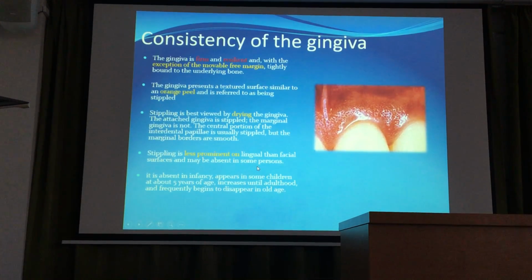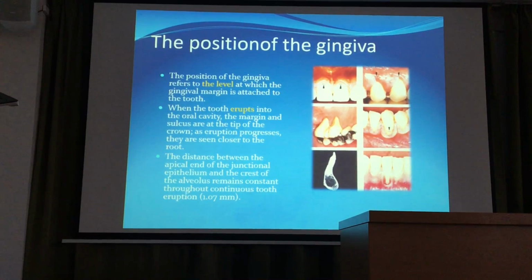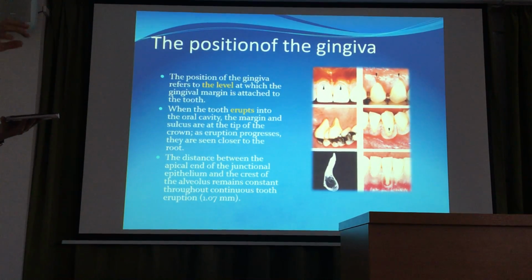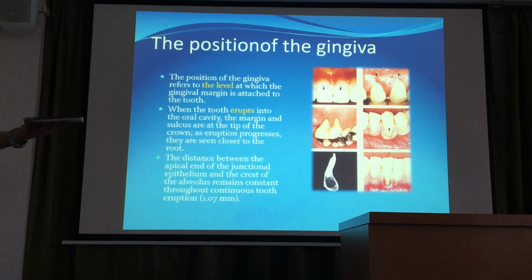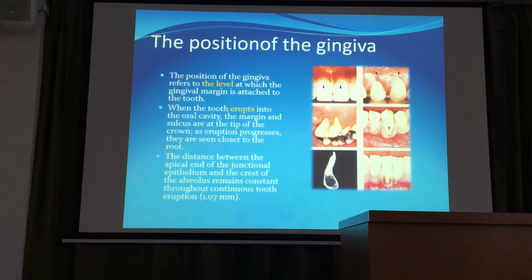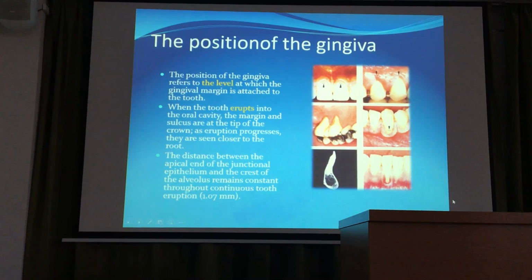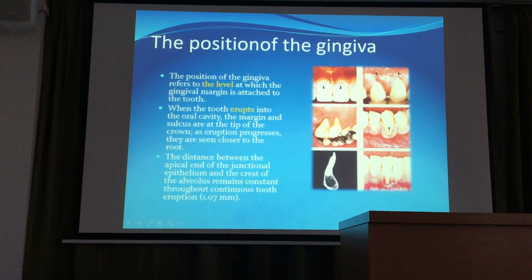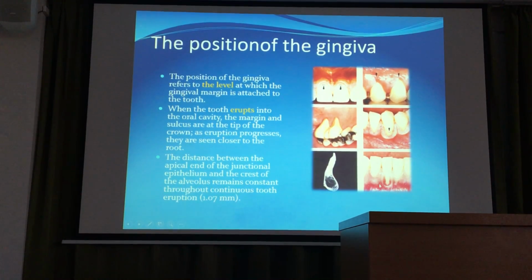At a certain age, for example. The position. Normally, the position of the gingiva is always at the CEJ. The CEJ is the cemento-enamel junction. So normally there is a normal localization, but sometimes we see this. We call it a gingival recession. This is the normal situation, and this is the gingival recession.